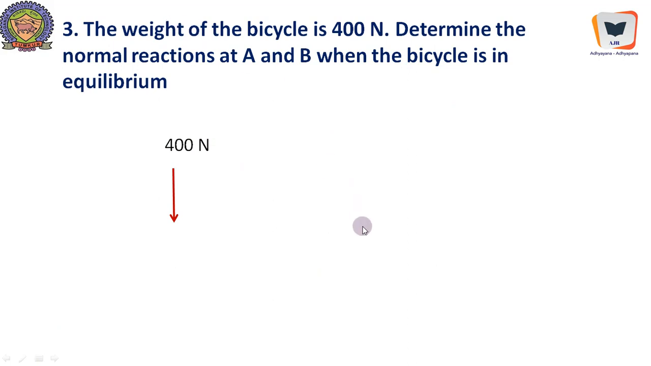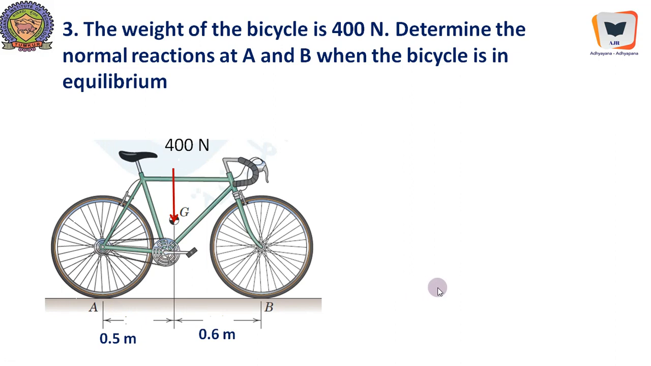The weight of the bicycle is 400 Newton. This is the third problem. Determine the normal reactions at A and B when the bicycle is in equilibrium. So it is standing like this, standstill, and here is the weight, and this happens to be the center of gravity of the cycle, and the weight of the cycle is 400 Newton, approximately 40 kg. This is the contact it is giving to the road surface, and this is the contact it is giving to the road surface, and we need to draw a tangent.